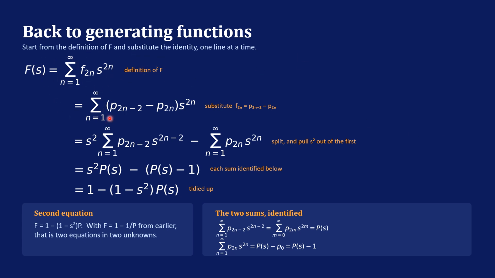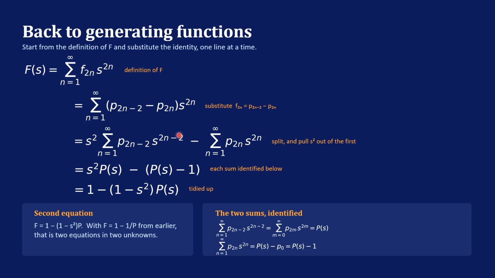Then going from here to here, we substituted in the formula we proved. So we just put that in for f sub 2n. Then we break this into two pieces. On this left side, you notice we have a 2n minus 2. So we want to match that up with the s power of s. So we'll just factor out an s squared.